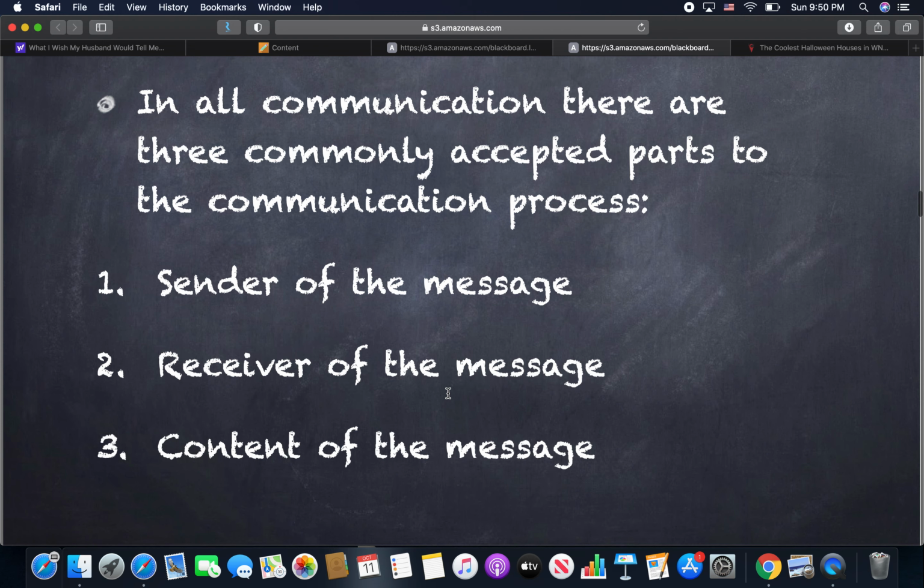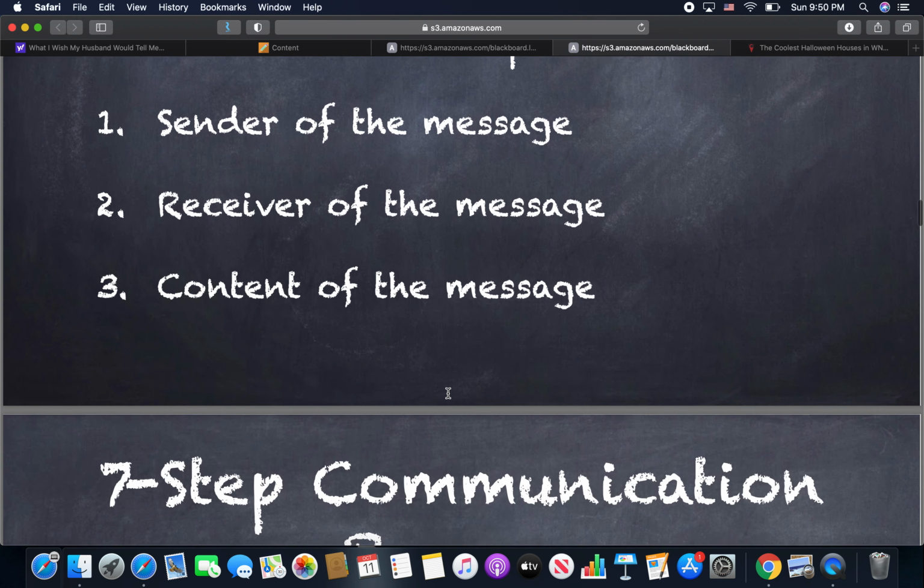In all communication, there's 3 processes, and we're talking all communication: verbal, nonverbal, written. There is the sender of the message, so the person that is looking to convey a message to somebody else. You've got the receiver of the message, and that's the person that's going to accept what the sender's sending. And then the content of the message. What is it you're trying to say?